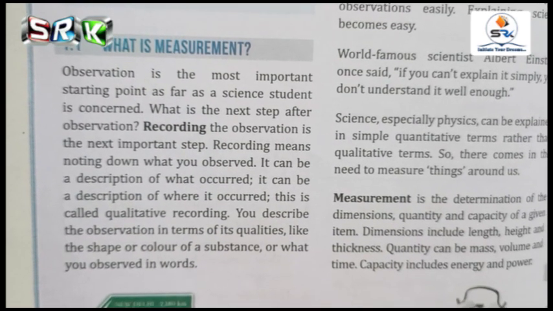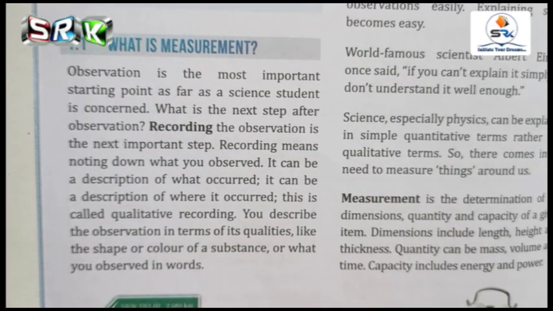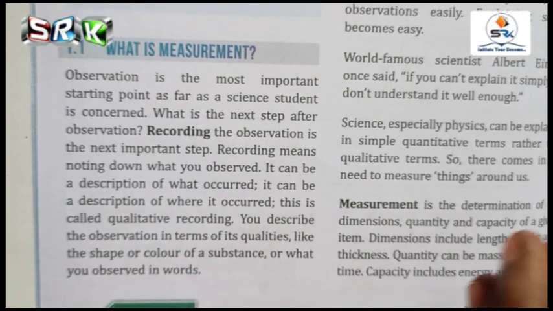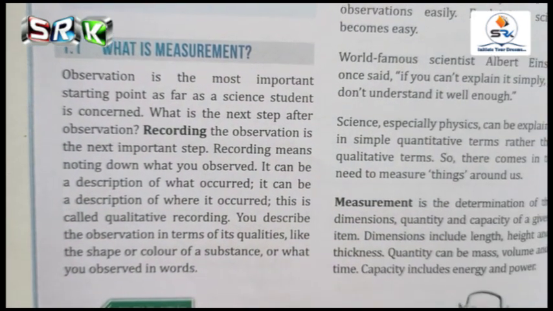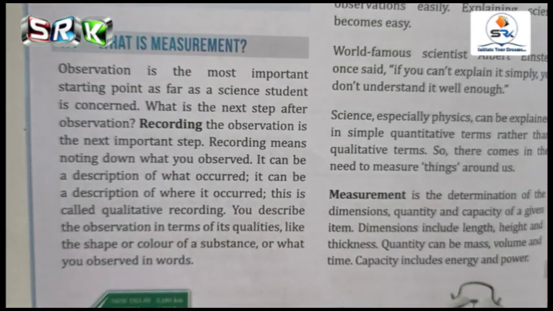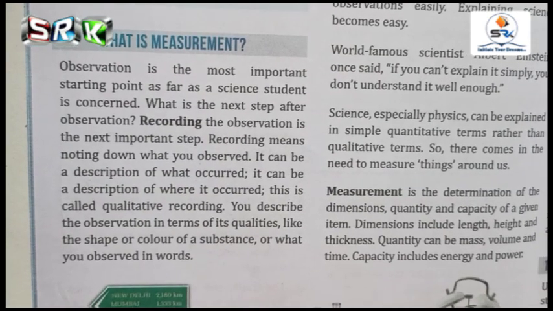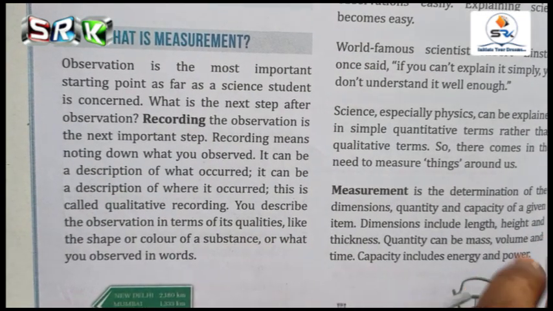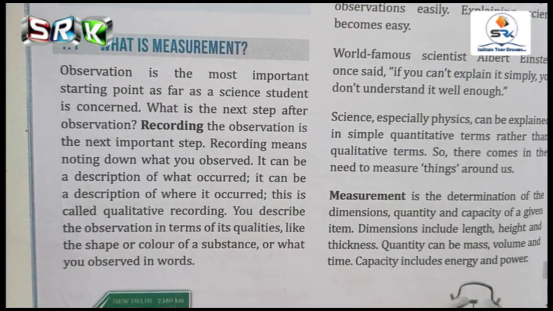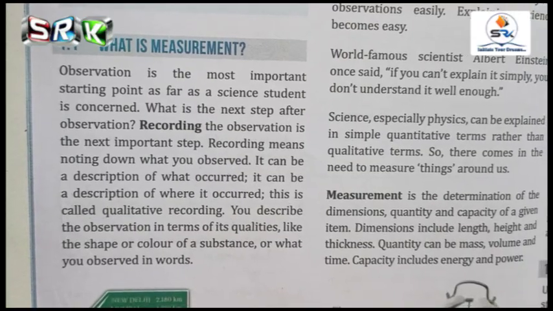So that is the second step, that is recording. First, you have to observe the things, and second, you have to record the observation. And next what you are going to study is quantitative recording. What is meant by quantitative recording? For example, if I am telling that a ball is running and it stopped before 20 meters, how do I tell? That is quantitative recording. It tells about the numbers: 20 kg, 20 meters.